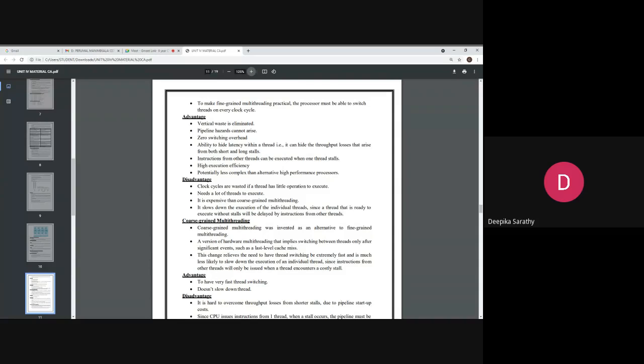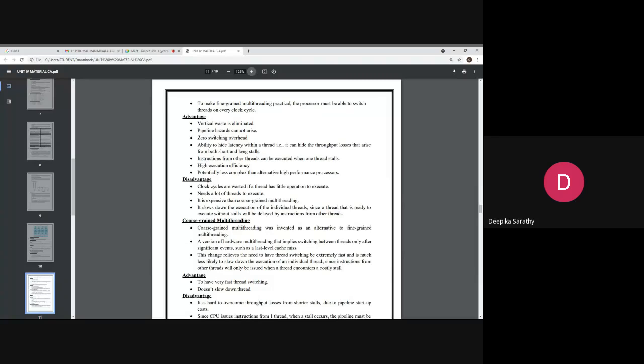Because I'm doing this per clock cycle, until the clock cycle completes, whether the output comes or not, I have to keep executing that particular thread alone. So the thread which is ready with all the information will be waiting. It has to wait. Okay, so those are the other disadvantages. Next, coarse grain multithreading. Coarse grain multithreading was invented as an alternative to this fine grain multithreading.